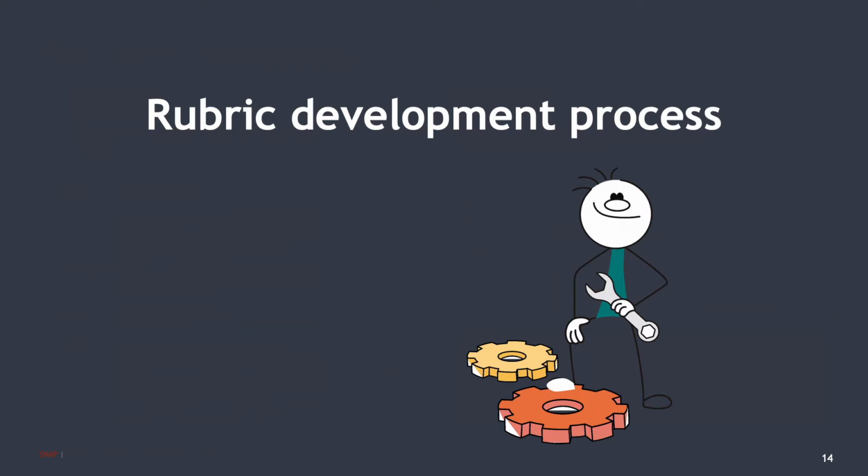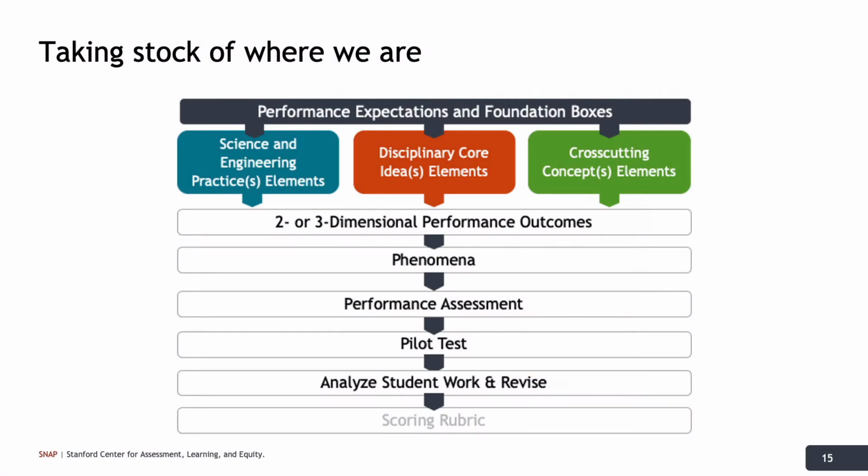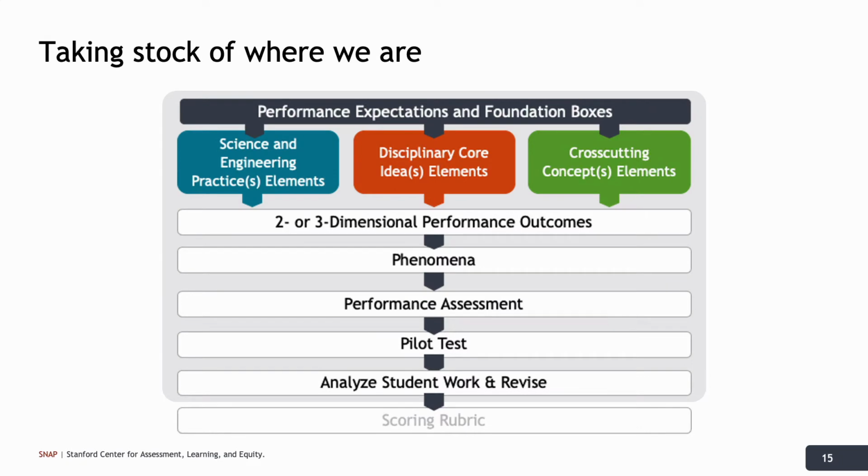Let's do a brief overview of the rubric development process and how it fits into all the work you've done so far. In courses 2 and 3, we completed all of these steps by using SNAP's process and design principles to create a 3D performance assessment and using analysis of the student work to guide improvements and revisions to ensure that the assessment is meeting our quality criteria.